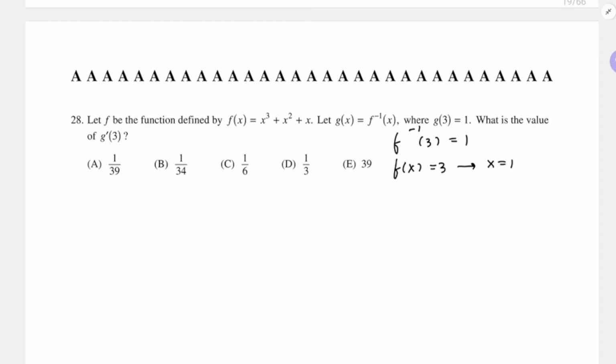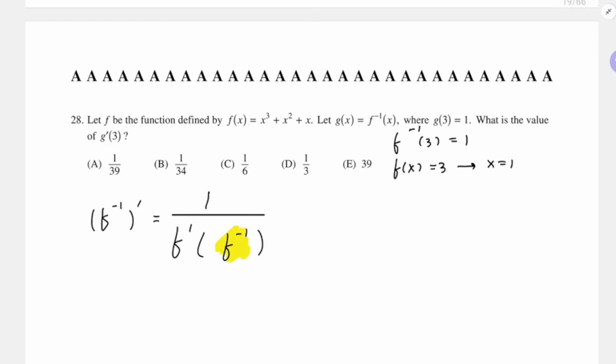Especially right after I show you how these problems work, I would have no hesitation not telling you that f inverse of 3 was 1 and still asking for f inverse prime of 3 like they're doing here. If they want g prime of 3, g is f inverse, so g prime is f inverse prime of 3. But remember, our formula is f inverse prime equals 1 over f prime of f inverse, where f inverse is just some x value.